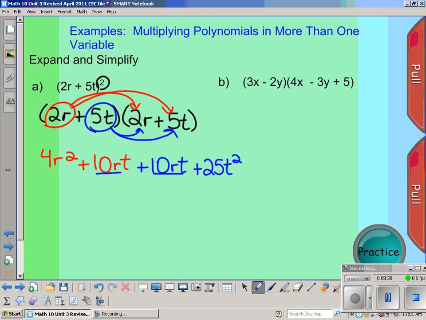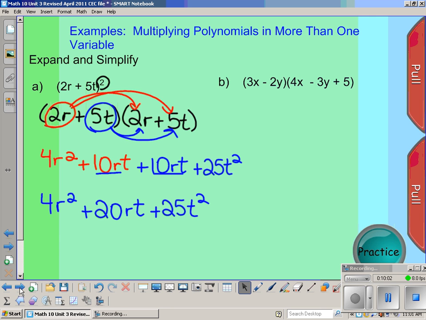Now because we have 2 squared values, take the one that comes alphabetically first and leave it at the start. So we'll have 4r squared plus 20rt plus 25t squared. All right, the last example.